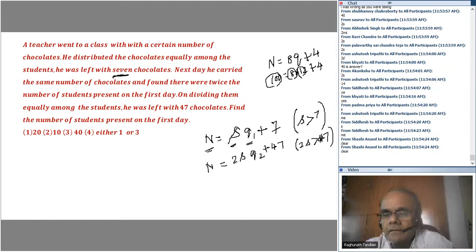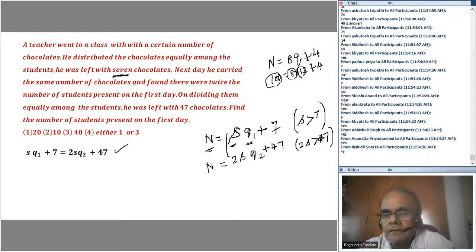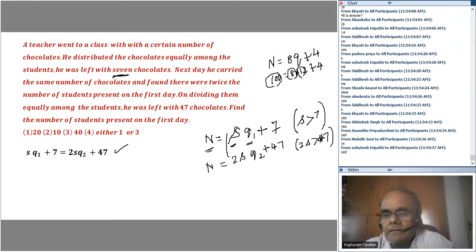Now, we know that S Q1 equals this, or not? These two are equal or not? Rakesh, which is not clear? 2S is greater than 47. This is a divisor and this is a remainder. Whenever you have a remainder 47, the divisor should be greater than 47. How many are clear? 2S is greater than 47.